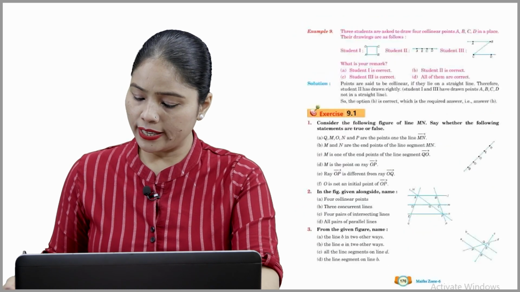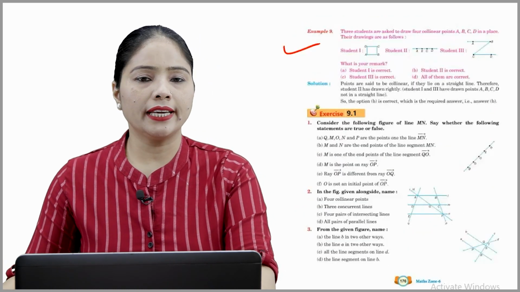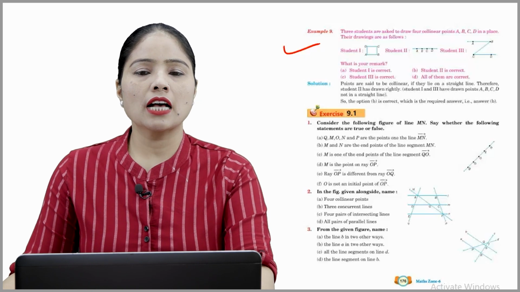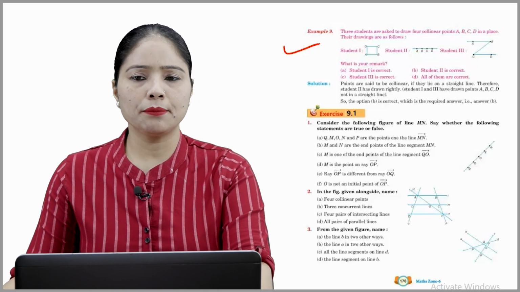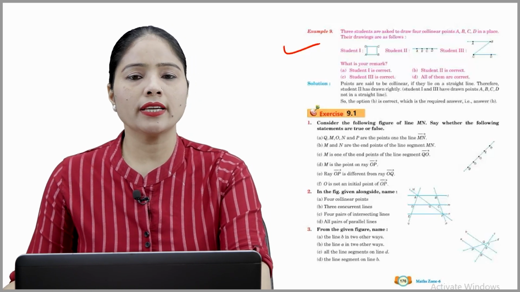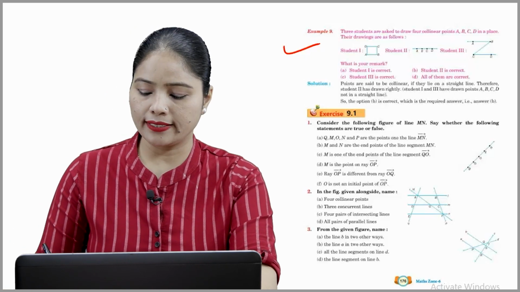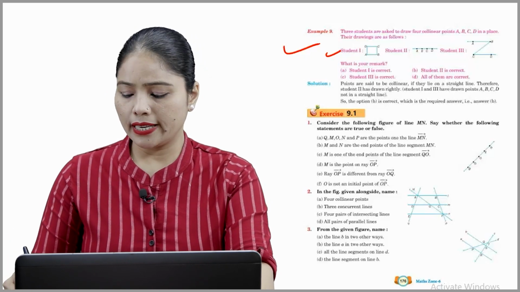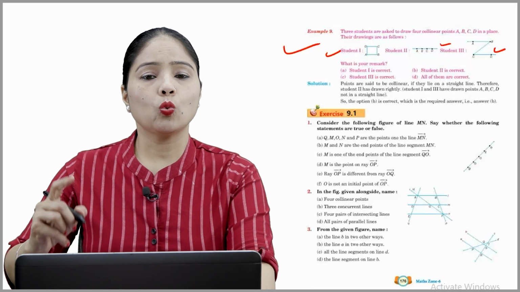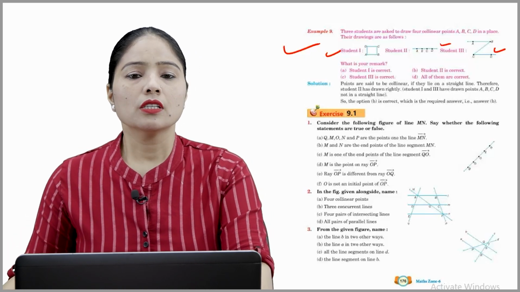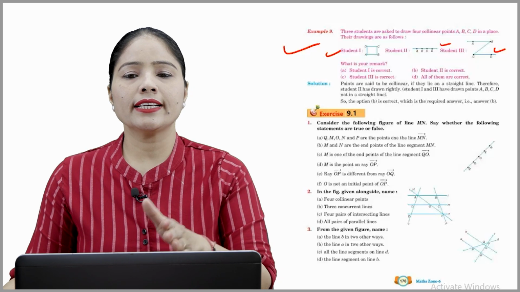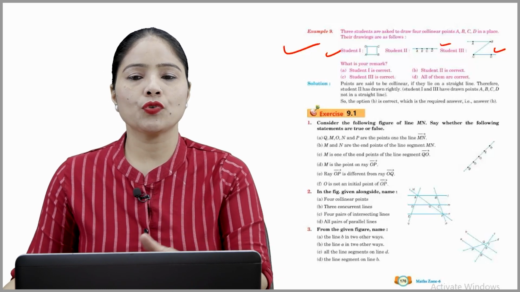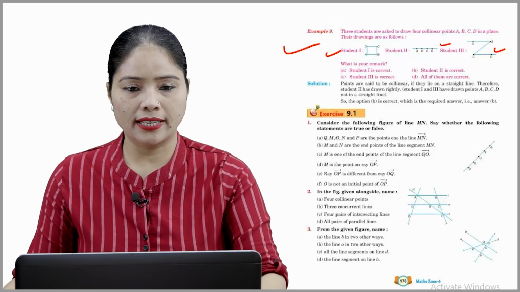So now move on next beta, which is example 9.3. Students are asked to draw 4 collinear points A, B, C, D in a plane. Their drawings are as follows, like this. So what is your remark? Student 1 is correct, student 2 is correct, or 3, or all of them are correct.